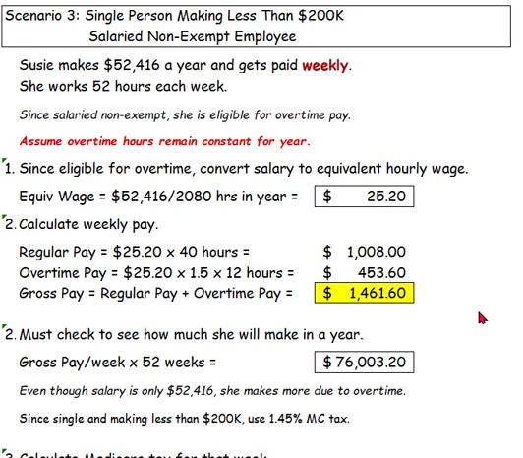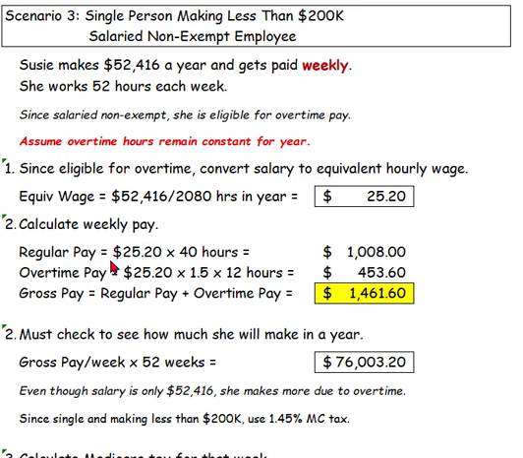First, since she is eligible for overtime, we need to convert her salary to an equivalent hourly wage so we can figure out how much her weekly pay is with overtime added in. So if you take the $52,416 of annual salary, divide by the number of hours in the year, you would come up with an equivalent hourly wage of $25.20. Then we're going to calculate weekly pay, factoring in overtime.